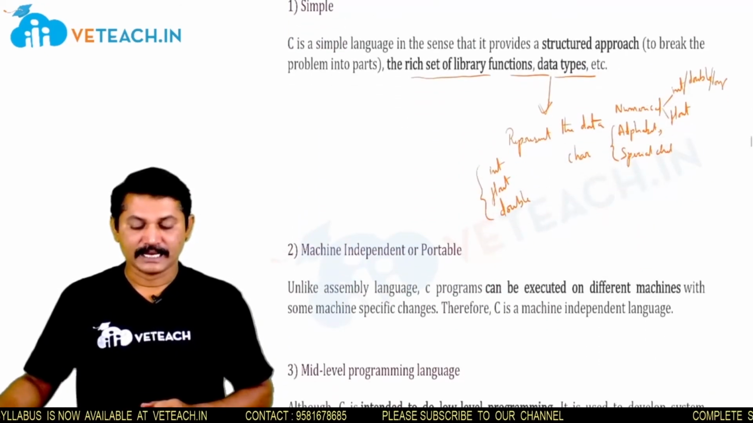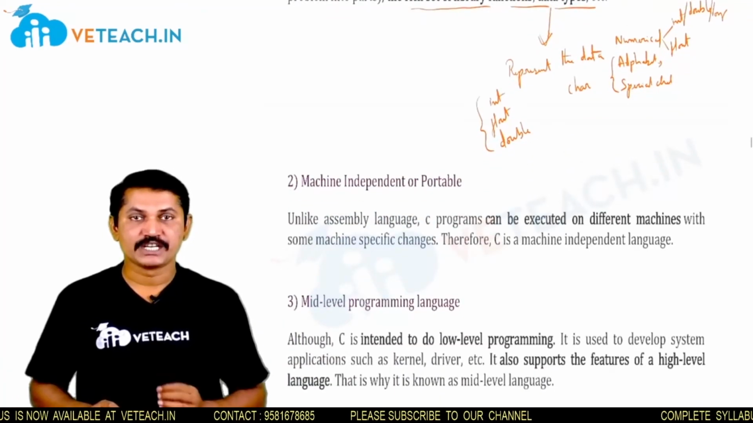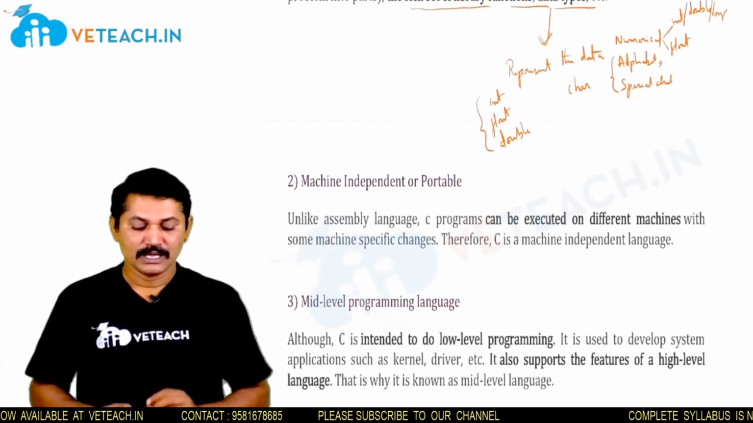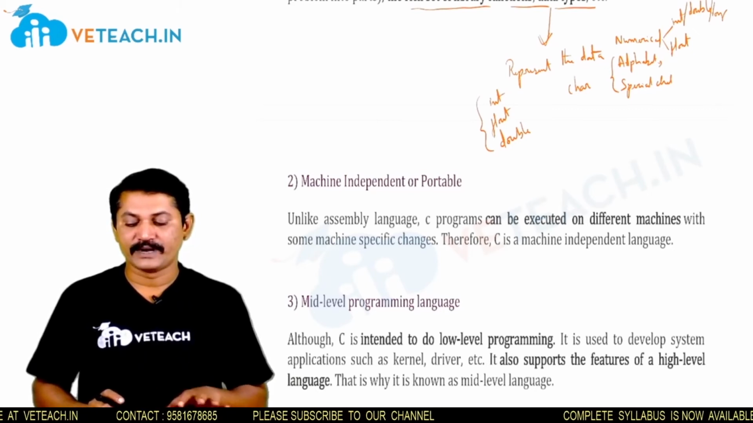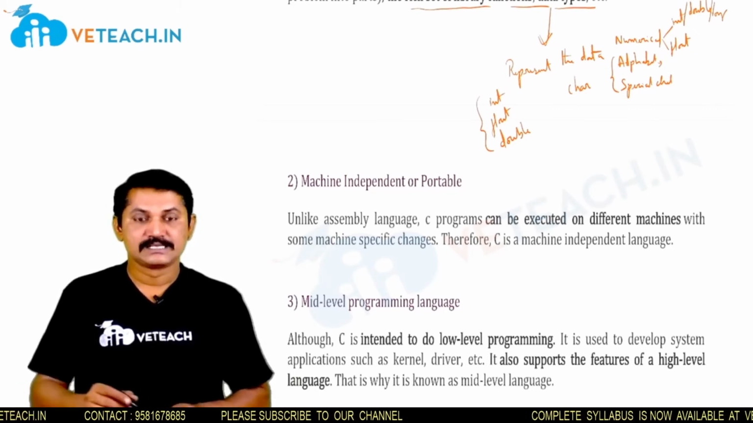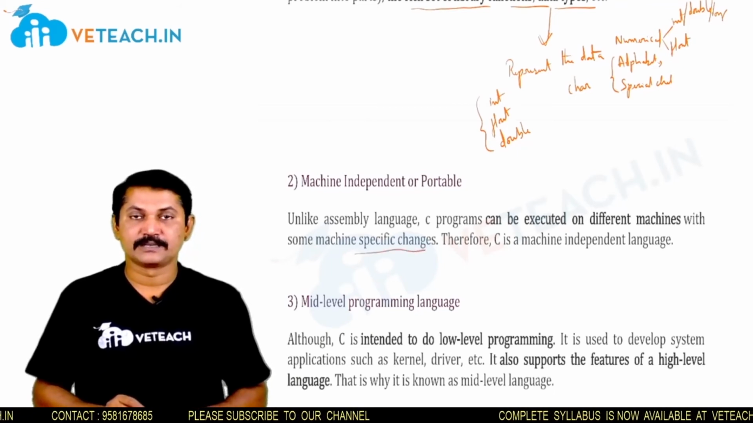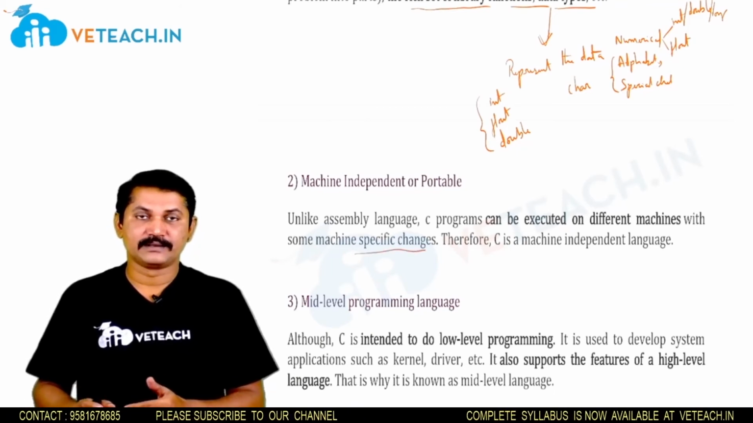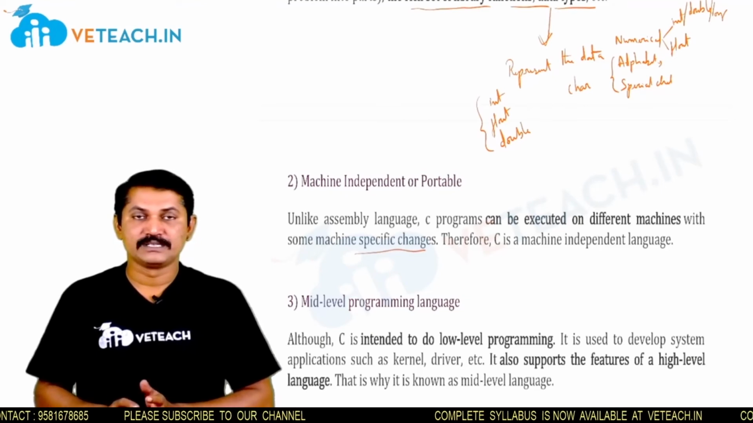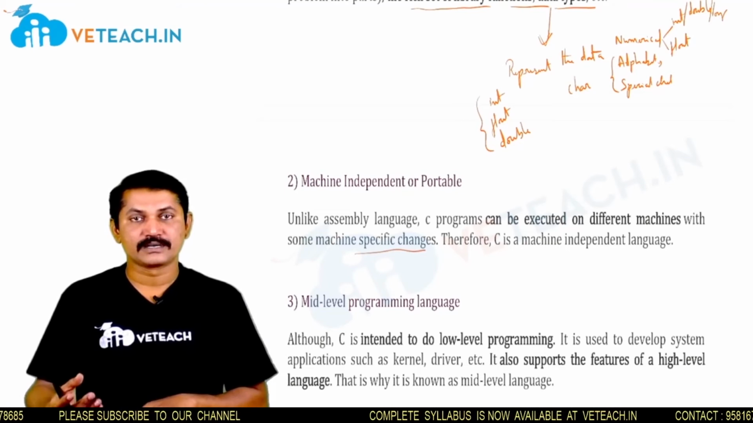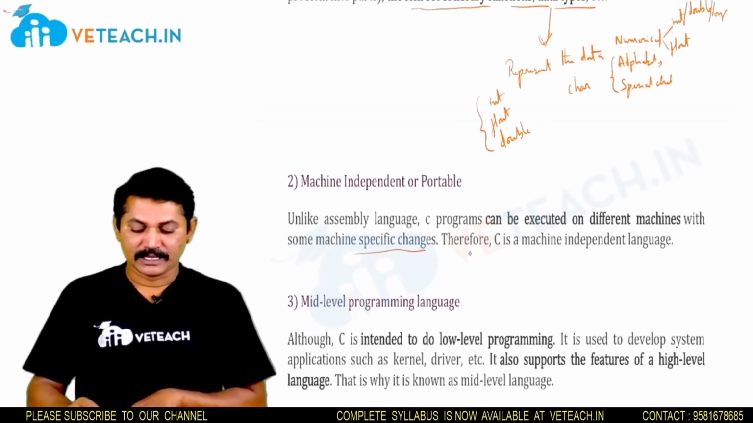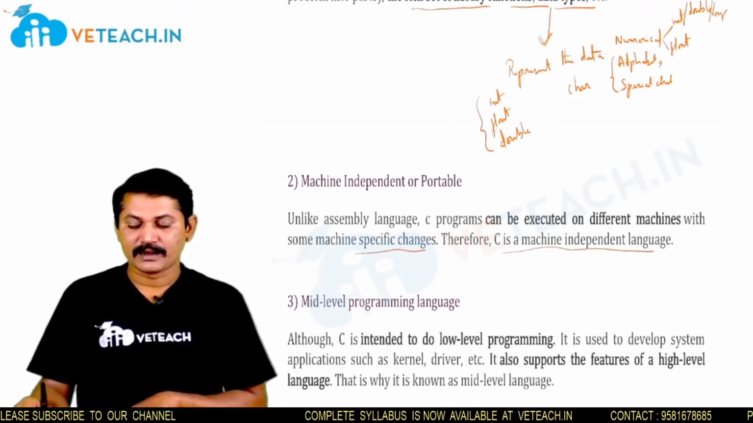The next feature of C language is machine independent and portable. C language can be executed on different machines with few machine-specific changes. That means wherever the program is designed, on whichever machine, it can be run or executed on any other machine. Therefore, C is a machine independent language.